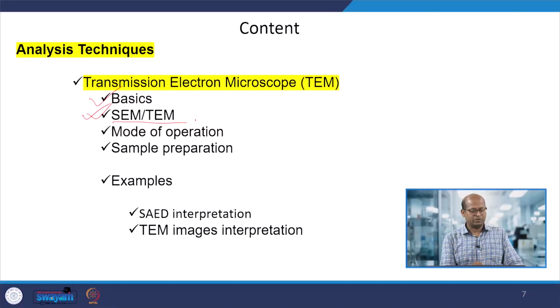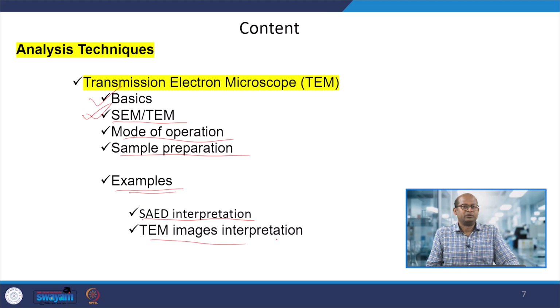Okay. So today basically we will discuss the basics of SEM, a comparison of SEM and TEM, modes of operation, and sample preparation for TEM analysis. We will also discuss a few examples of the images that we get, and SAED interpretation and TEM image interpretation, by considering a few examples.